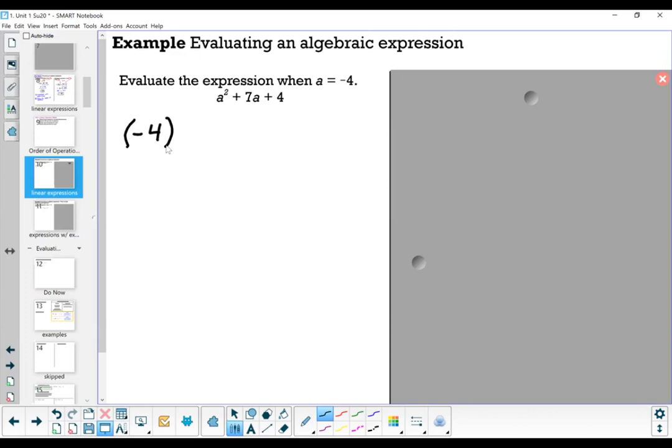Exponent outside of parentheses, which is squared. Continue. Plus 7, parentheses for the a, -4, plus 4. Okay, very good. Now, our order of operations says we're going to evaluate the exponents. So when you're squaring -4, remember that means -4 times -4.